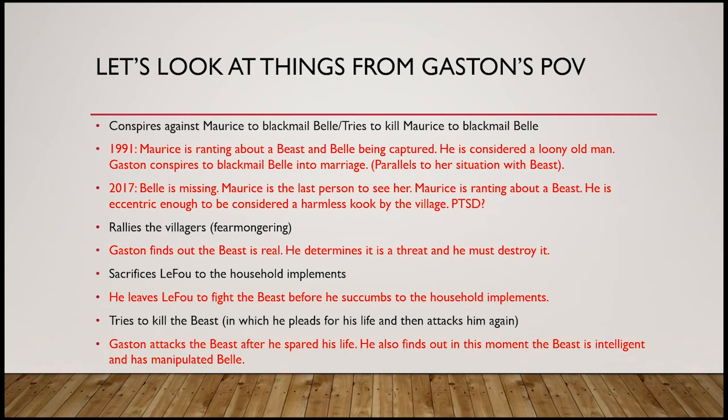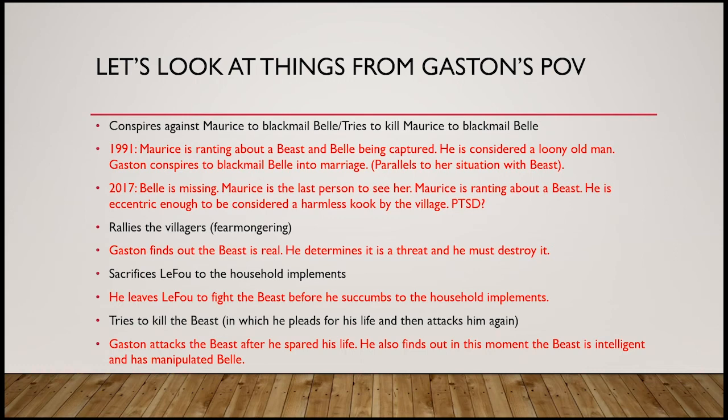And then this last one is he tries to kill the beast, in which he pleads for him to spare his life and then attacks him again at the last moment. So Gaston attacks the Beast after he had already spared his life. He also finds out in this moment that the Beast is intelligent. And so it looks from our perspective in the audience like Gaston chooses to murder this sentient creature.